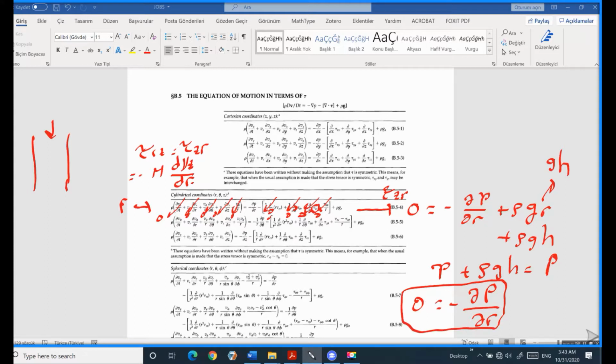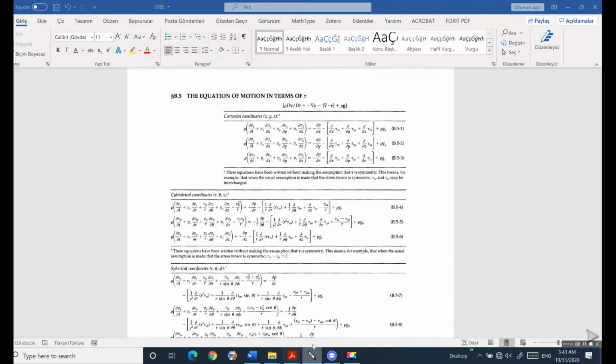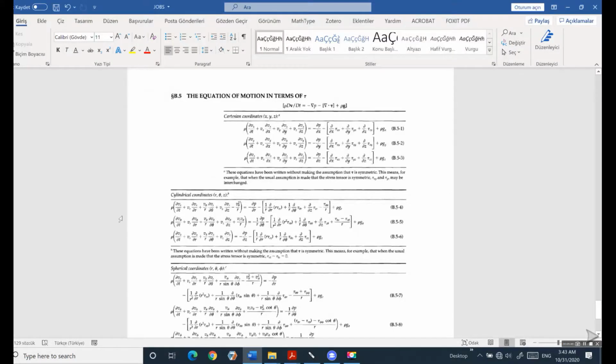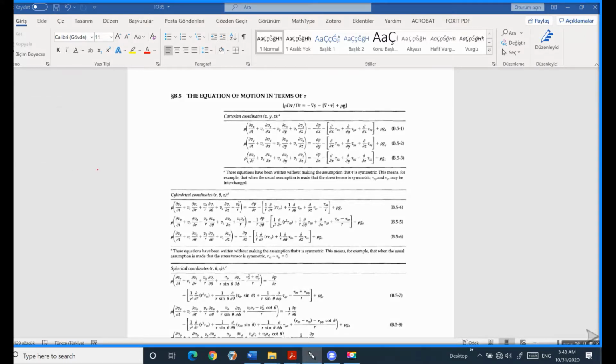As we go from the solution, we obtain the r equation of motion to be this. Now we go to theta. If you do the similar thing for the theta direction, in here is theta.